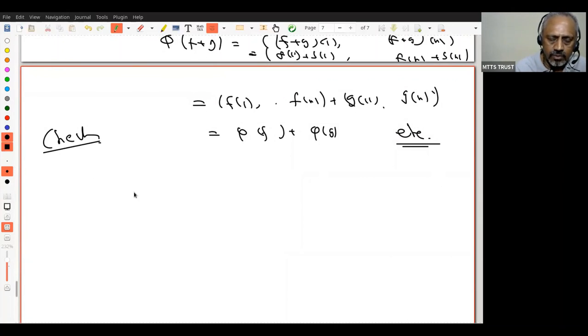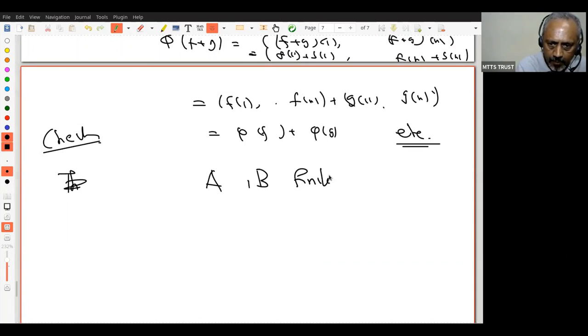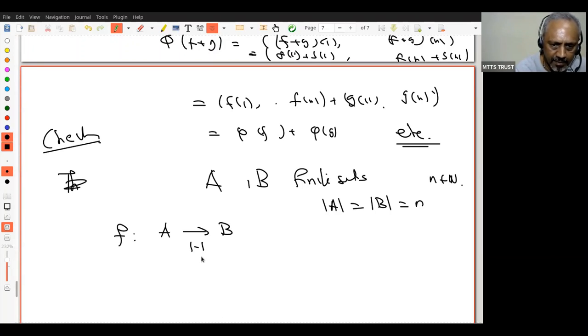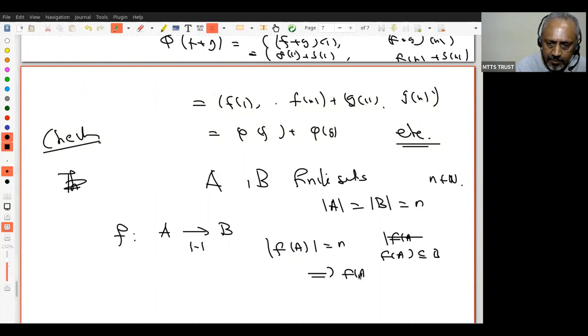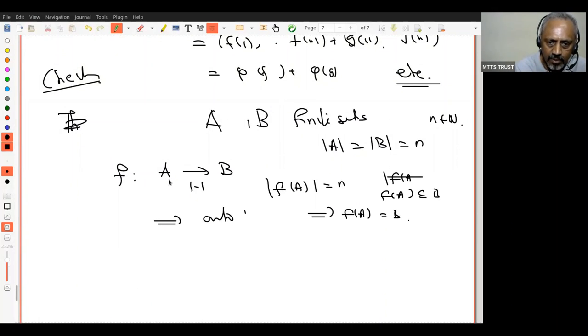Okay, so let me finish with the proof. Before that, I will motivate. Suppose A and B are finite sets, and let us say both of them have n elements. And suppose F is a map from A to B that is one-to-one. Then f of A will have n elements, but f of A is a subset of B. Therefore, I conclude f of A equals B. Therefore this one-to-one map is naturally onto, and hence it's a bijection. Do you understand that? Any one-to-one map of A to B, where A and B have the same number of elements, is necessarily onto and hence a bijection.